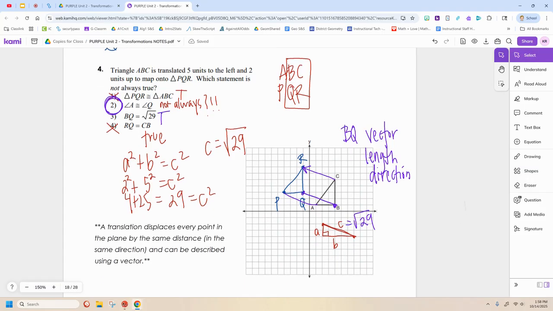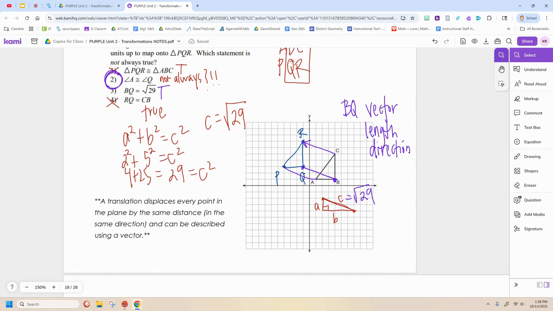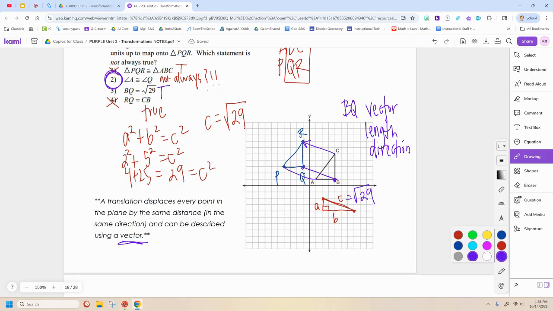All right, so now, the last thing that's written here, it says a translation displaces every point in the plane by the same distance in the same direction and can be described by using a vector. So there's your definition of what's going on. That's what BQ is. Sometimes you can see notation that looks like this, BQ, and then it'll have kind of a thing that looks like a ray, but it's not a ray. That's a vector symbol.